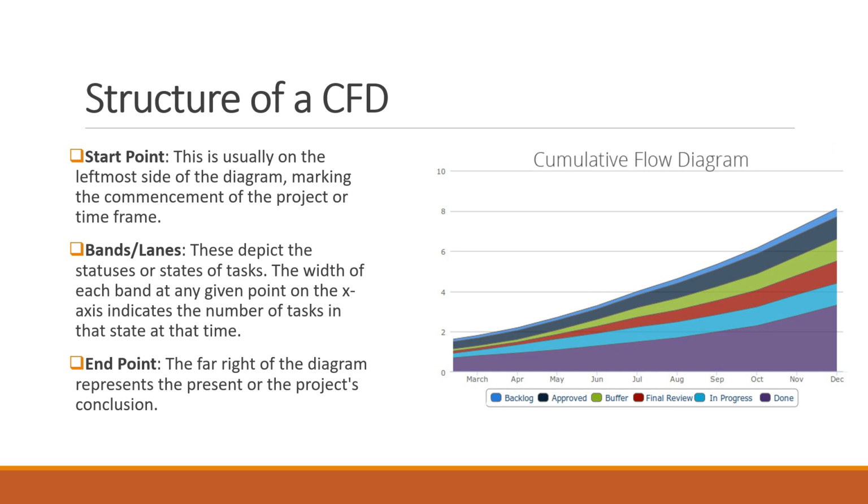The width of each band at any given point on the x-axis indicates the number of tasks in that state at that time. The end point: the far right of the diagram represents the present or the project's conclusion.